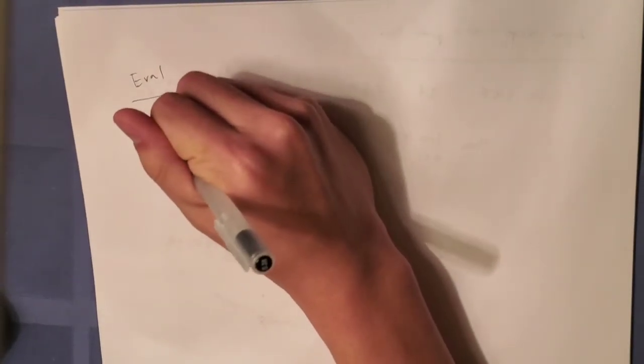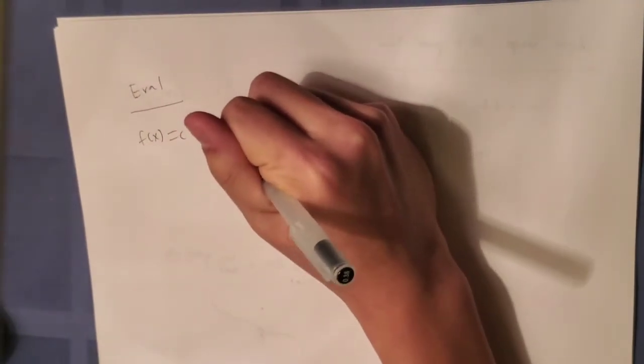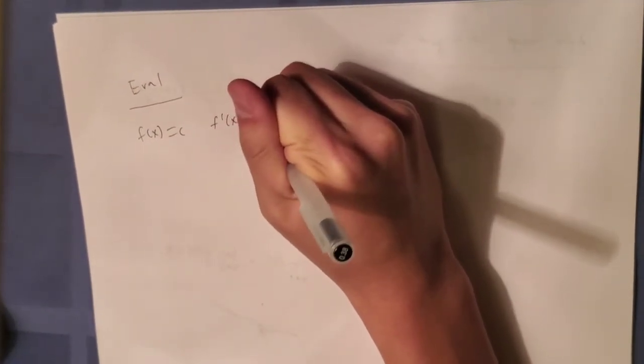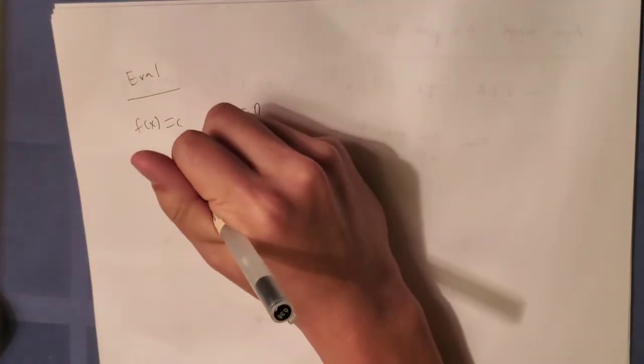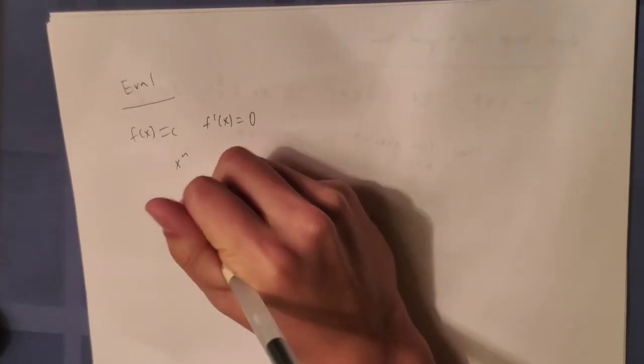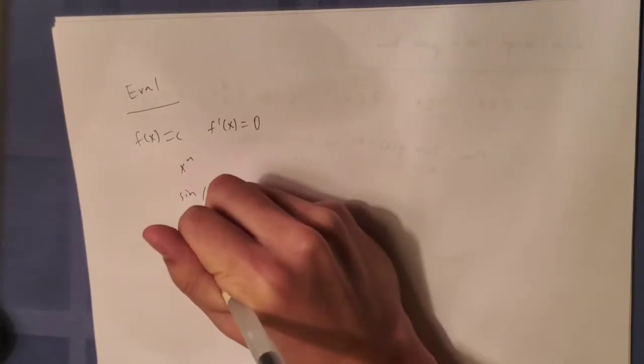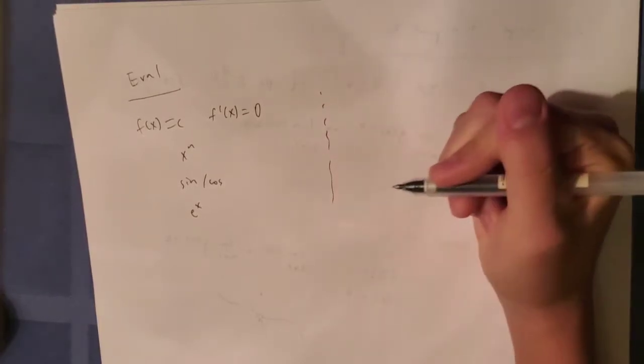We already know that if f of x equals c, for some constant c, then f prime of x equals 0 for all x, because that's just a horizontal line and the slope will always be 0. And then we'll be looking to prove some evaluation rules for x to the n, sine and cosine, and e to the x. And then some manipulation rules.